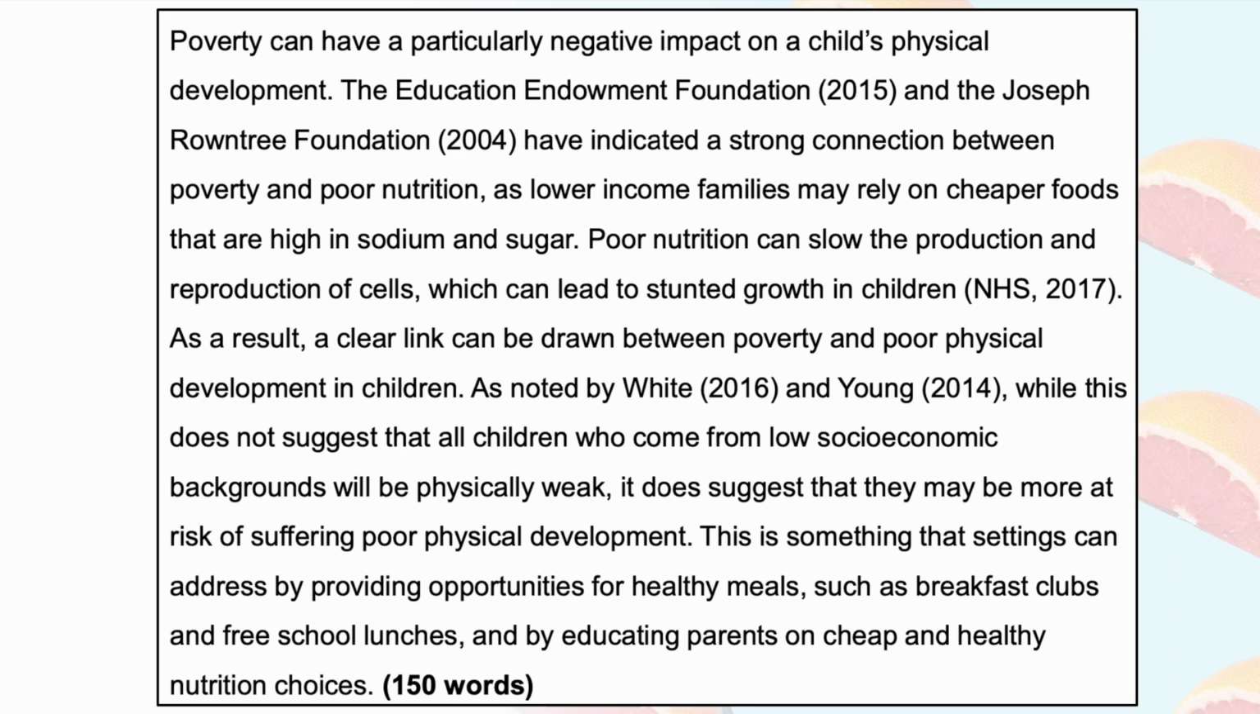That is where we have these two authors together, the Education Endowment Foundation and Joseph Rowntree Foundation, who both have the same idea about poverty and poor nutrition. Again, there is synthesis, White and Young, who talk about children coming from low socioeconomic backgrounds being more at risk of suffering poor physical development. You can see the synthesis is written in alphabetical order rather than chronological order. So the EEF comes before Joseph Rowntree.